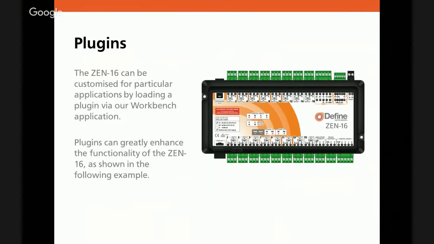Zen-16 plugins. The plugin can be loaded via the WorkBench application. Some of the plugins we have are specific to things like modems, Wi-Fi, and remote I/O. So these are really application specific. We have a library of plugins, and we are adding to them as we go. And obviously, if we have requests for specific applications, we can always look at creating new plugins.